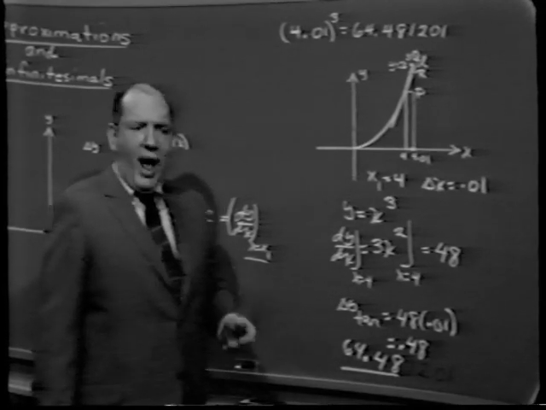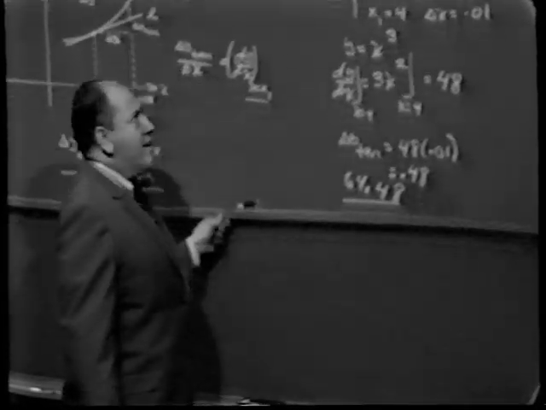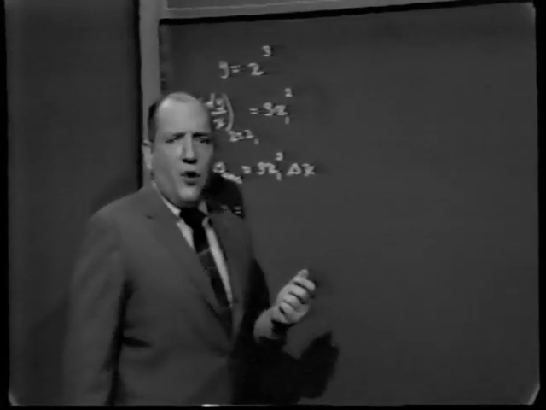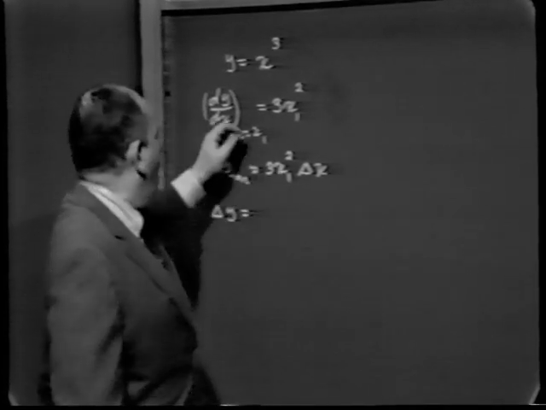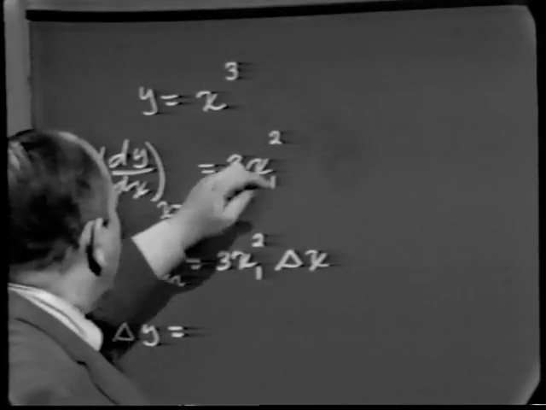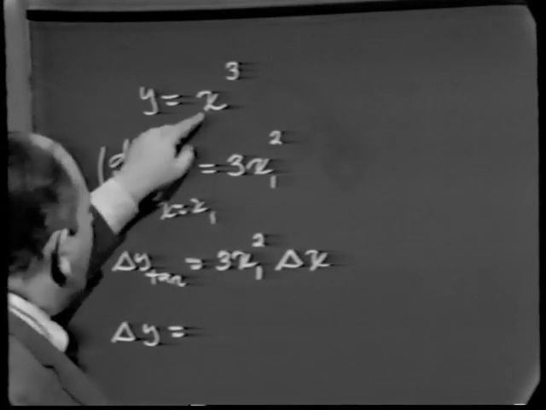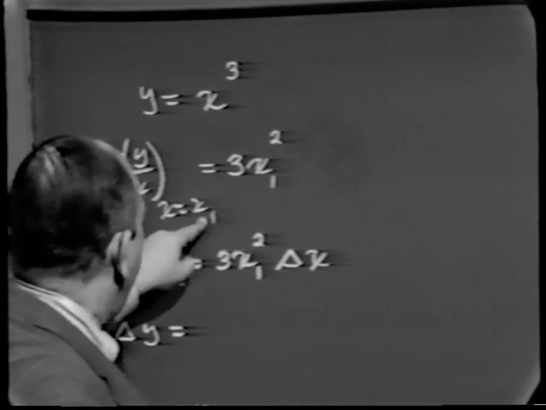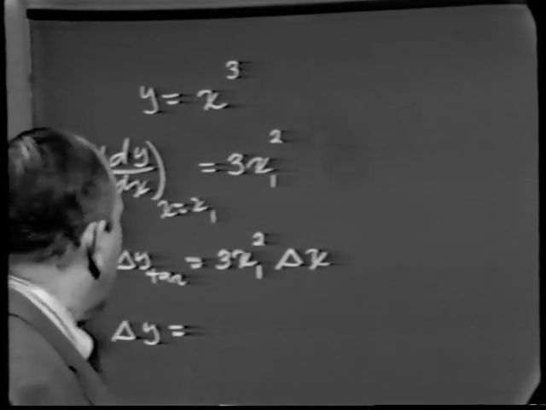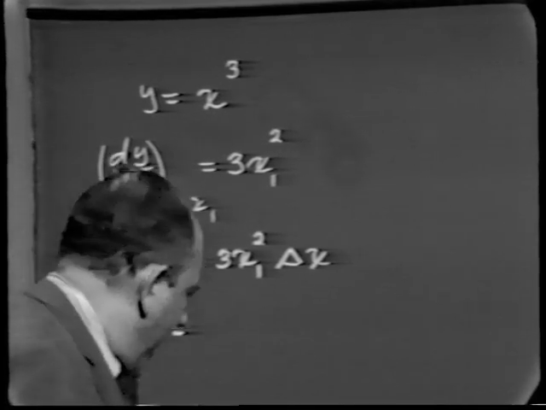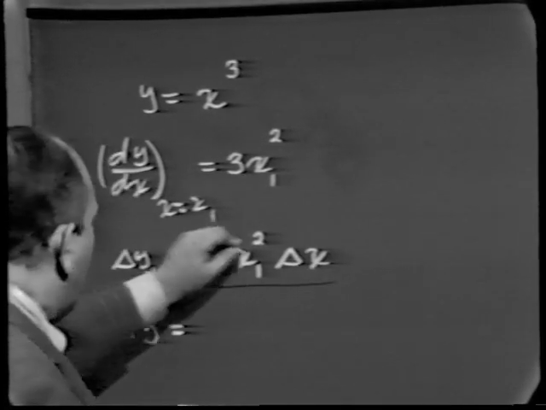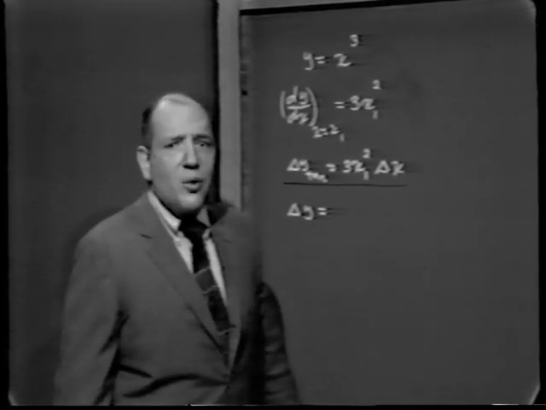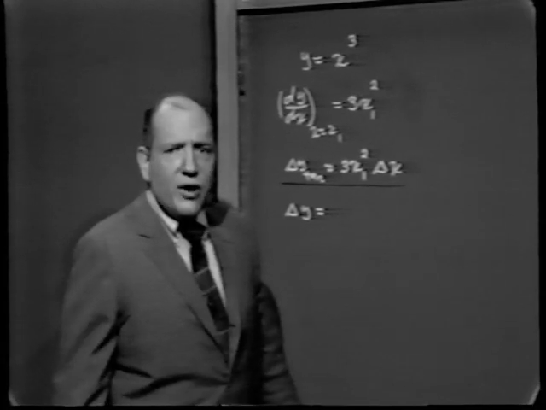To emphasize this more abstractly and more generally, let's consider the following. Instead of trying to find the cube of 4.01, the generalization here is what? That we could take the curve y equals x cubed. The derivative of y with respect to x would then be 3x squared. Evaluated at an arbitrary point x equals x1, we would get 3x1 squared, in which case delta y tan would be 3x1 squared times delta x. Could we have computed the exact value of delta y had we wished? And the answer, of course, is yes.